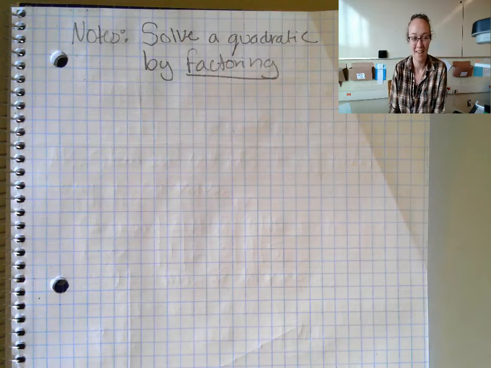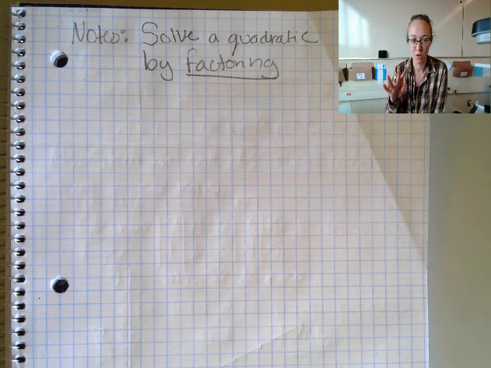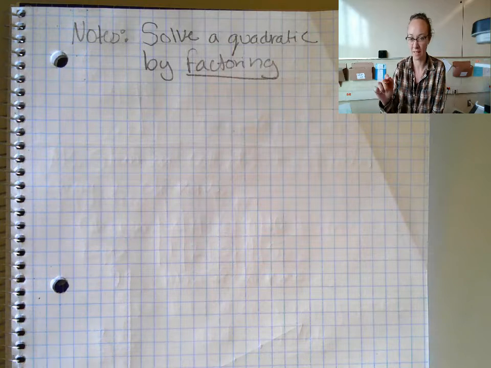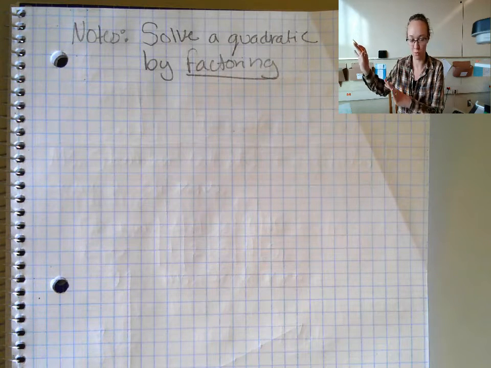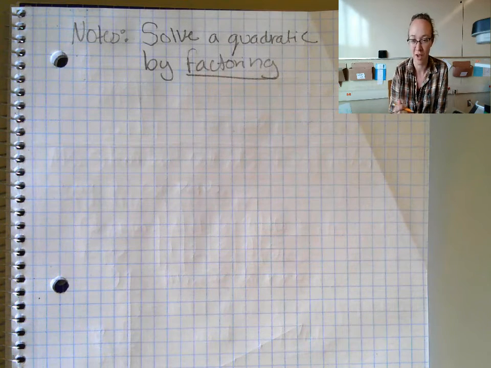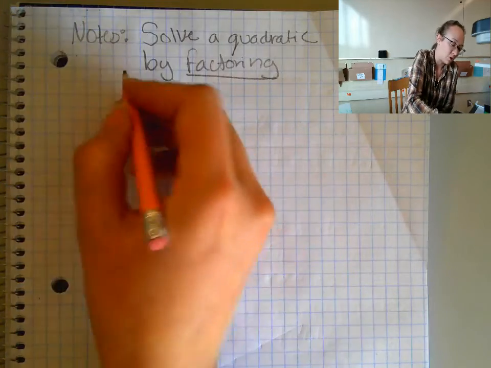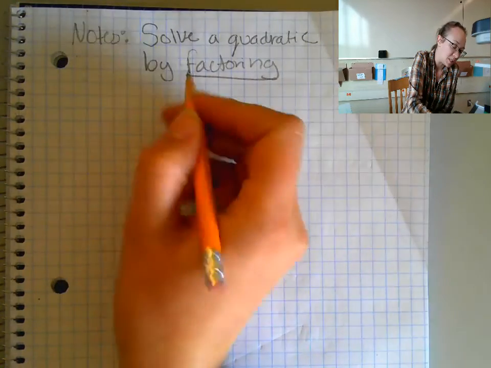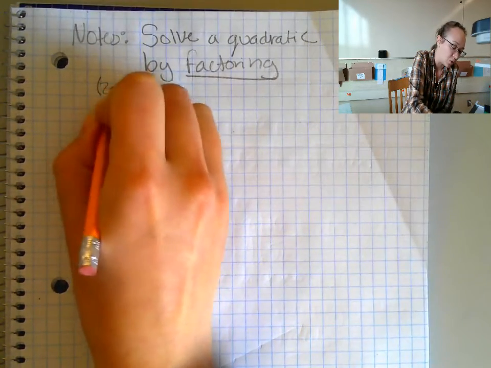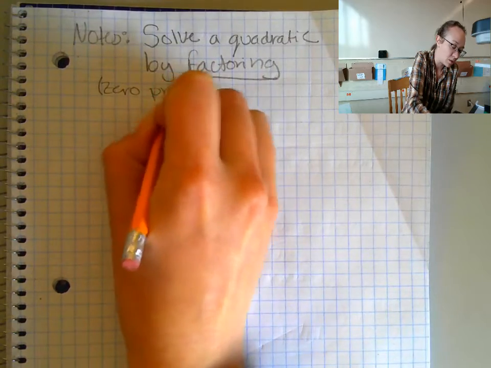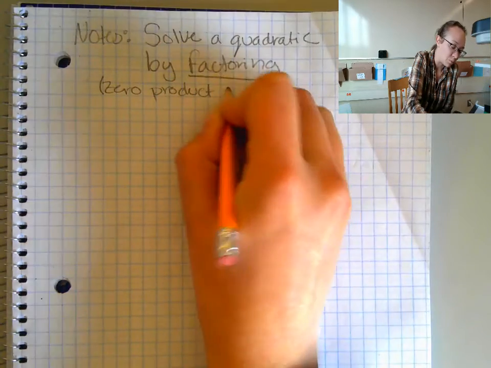All right, this is the day we've been waiting for. We are going to learn how to solve a quadratic that's not like an easy one where you just get to undo the square root. And we're going to do that by factoring. This is also sometimes called solving using the zero product property. That's what our book calls it.